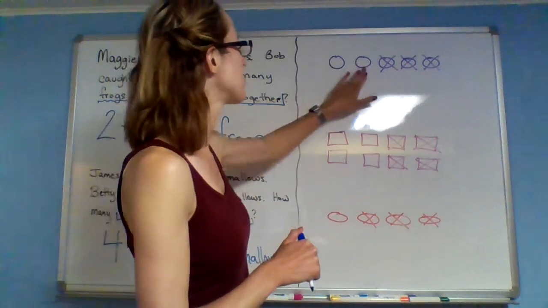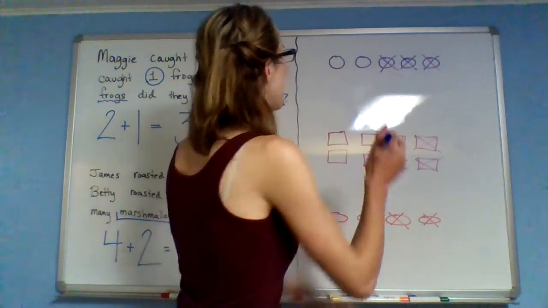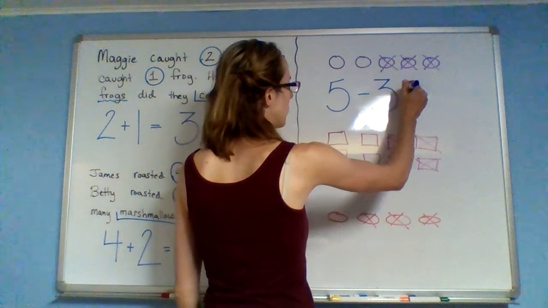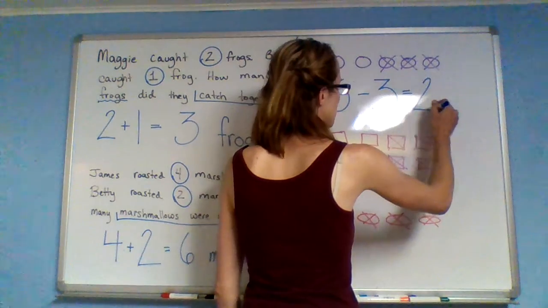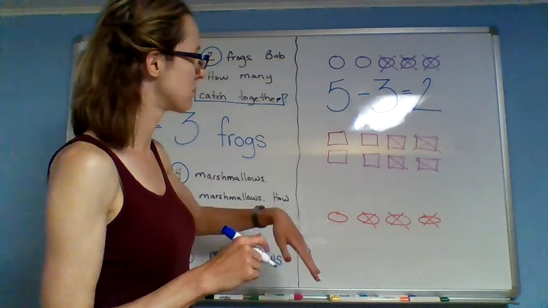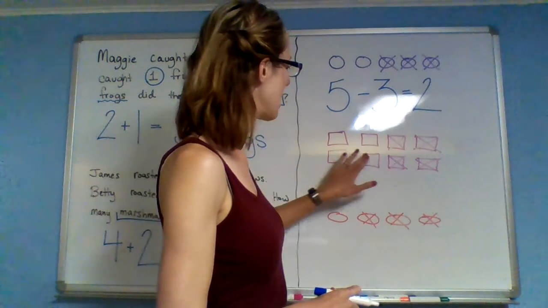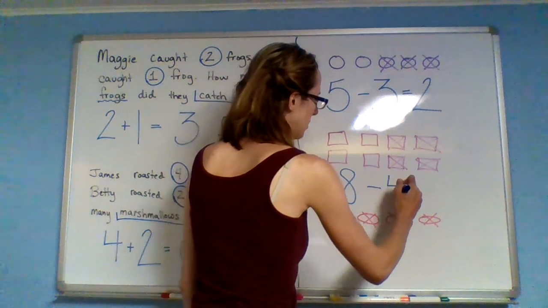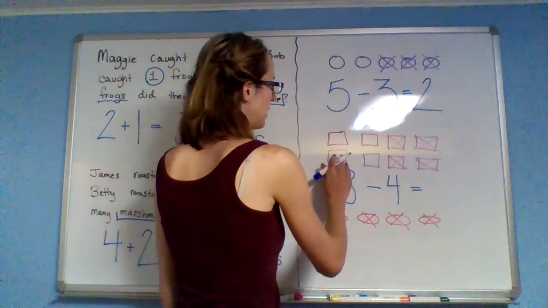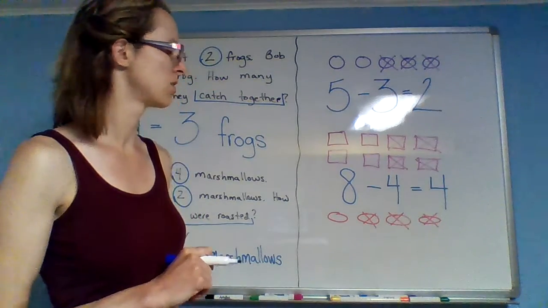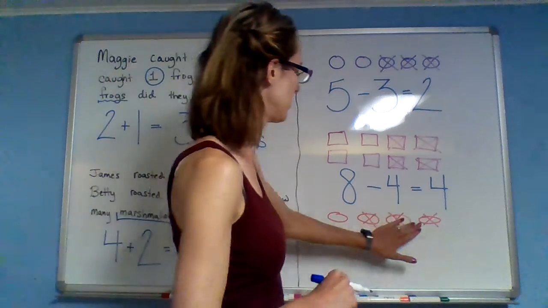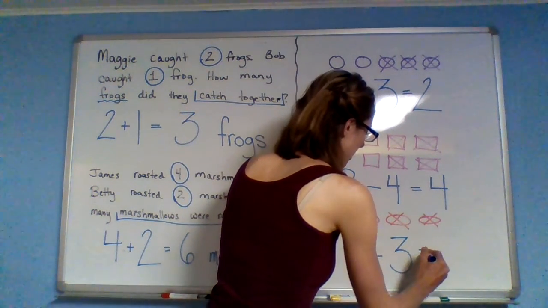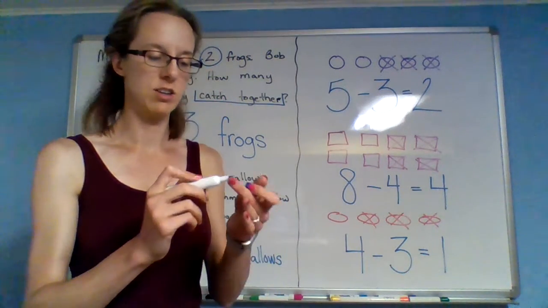So let's try this first one together. I have circles up here, and if I count them, I have 1, 2, 3, 4, 5 circles. I took away or subtracted 1, 2, 3 circles, which leaves me with an answer of 2 circles. In my next one, I have squares or rectangles. I have 1, 2, 3, 4, 5, 6, 7, 8 all together. I take away 1, 2, 3, 4, and that leaves me with 1, 2, 3, 4 that are not crossed off. Last one, I had 1, 2, 3, 4 ovals. I take away 1, 2, 3 ovals. That leaves me with just 1 oval that isn't crossed off.